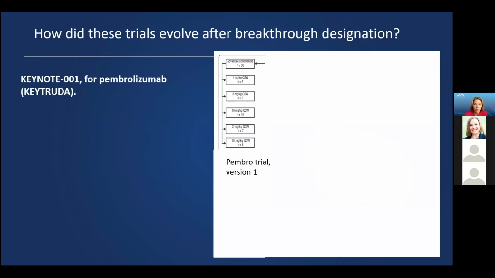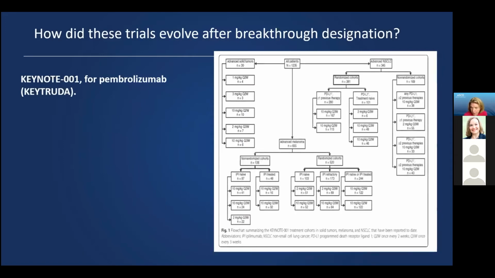Okay, so what I'm showing you now is the pembrolizumab protocol version 1, this is what the study looked like. It had 30 patients with advanced solid tumors, and it had 5 dose levels to which patients were to be assigned. When all was said and done with this protocol, at the end, it ended up with 1,235 patients, because it received breakthrough designation. So in the early phase 1 part, there were some really astonishing responses seen in some patients.